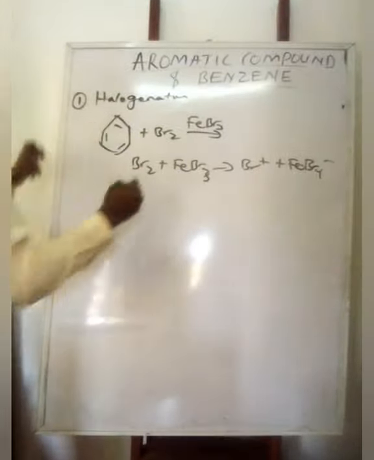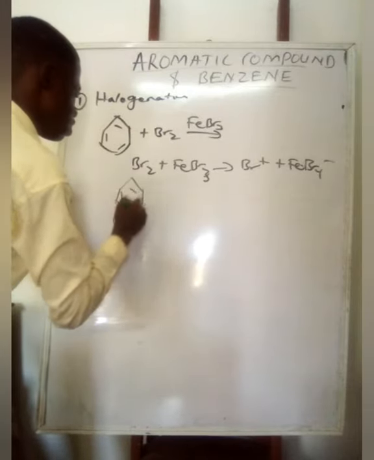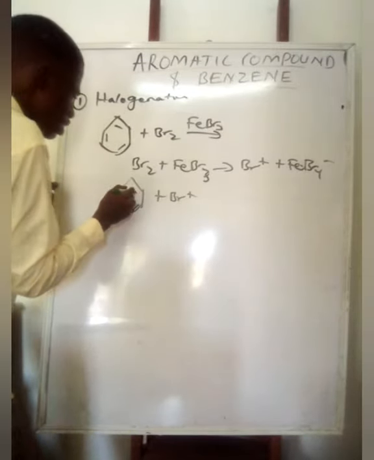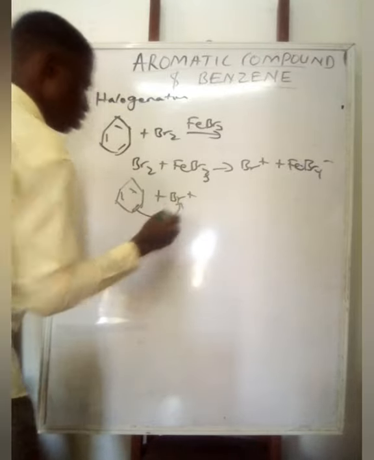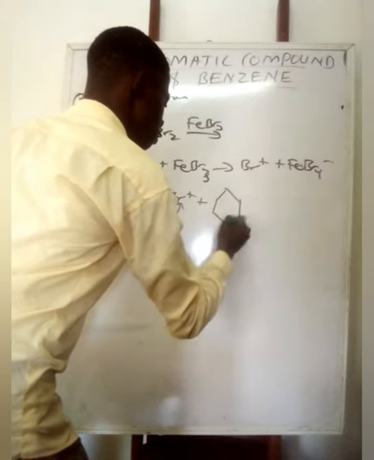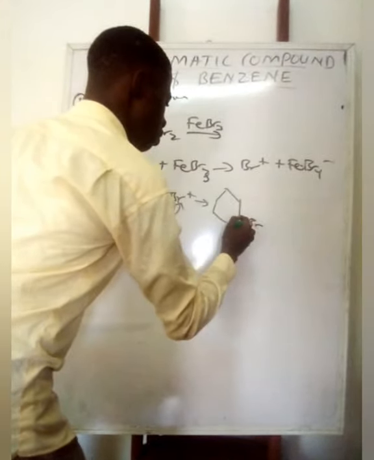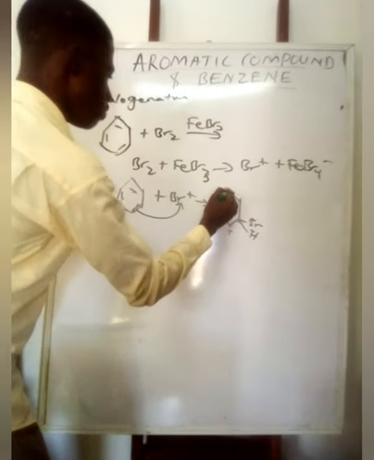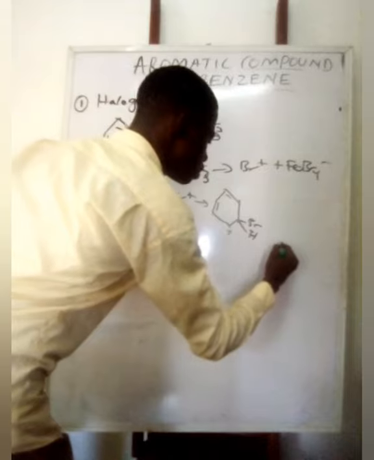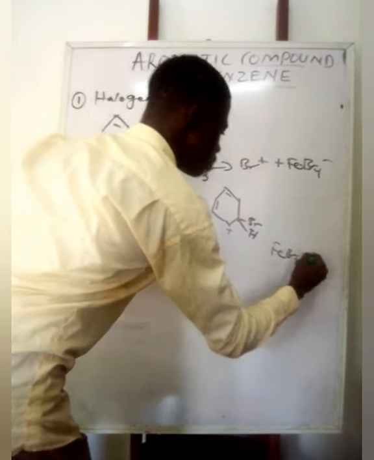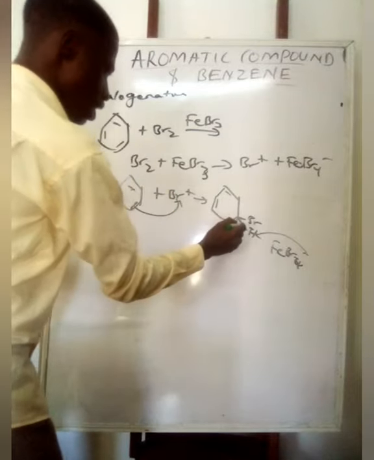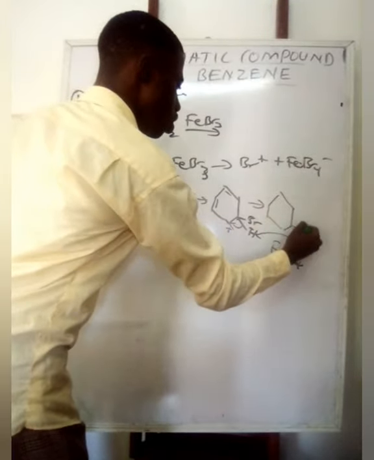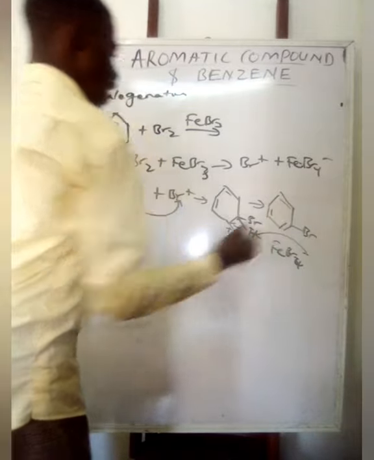Let me show you the mechanism from here. You can take any bond, just use any bond. Let me use this bond. This is going to react with Br plus. Are you with me? Then we're going to have Br and a hydrogen. Then the bond is leaving this carbon, which will form plus. Then the nucleophile, FeBr4 minus, is going to remove this hydrogen. Then it forms a bond with the ring, giving a benzene ring connected to Br, which is halogenation.